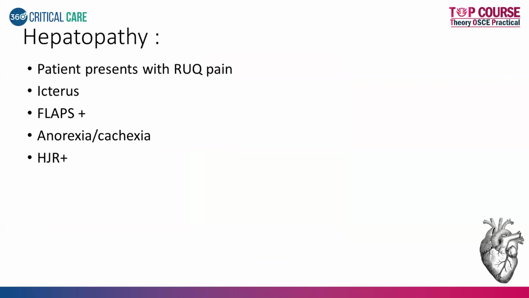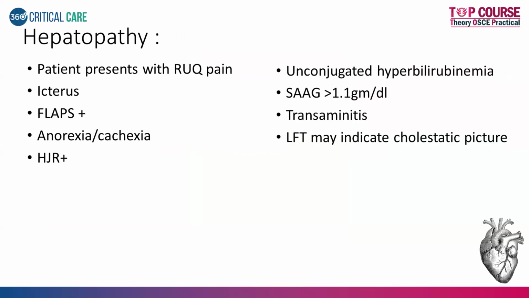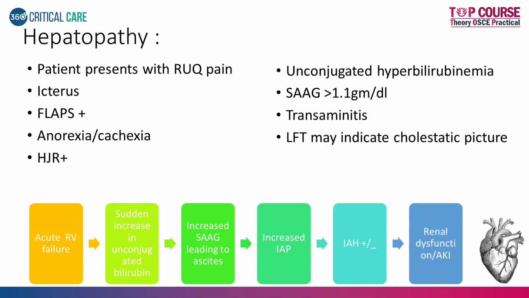So hepatopathy, when it is present, the patient usually presents with right upper quadrant pain, icterus, flaps or asterixis, anorexia, cachexia, and positive hepatojugular reflex. On the labs, you can see unconjugated hyperbilirubinemia, a SAAG ratio of more than 1.1 grams per deciliter, mild transaminitis is what is usually seen, and LFT might indicate a cholestatic picture. So RV failure causes increased unconjugated bilirubin that causes ascites.